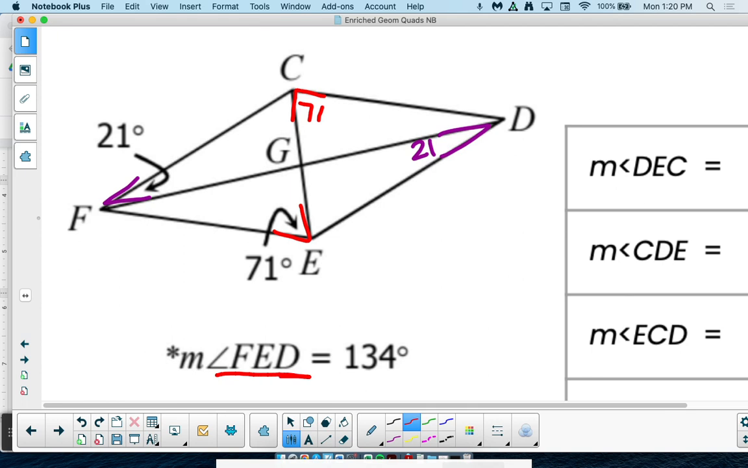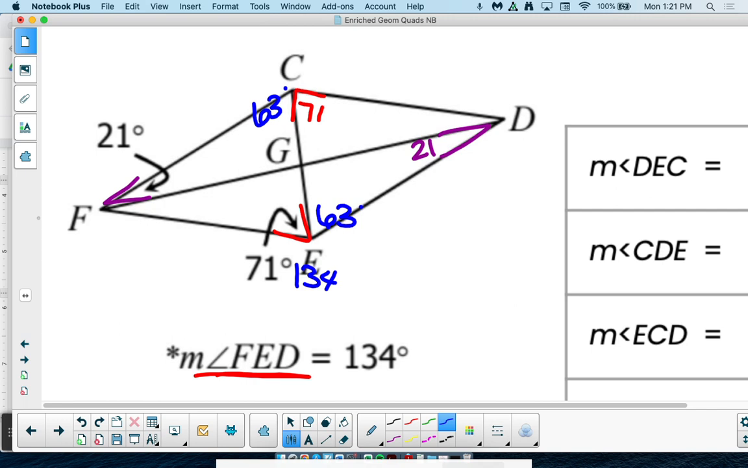But then we notice angle FED, this bottom big angle, is 134. So if I know this big angle is 134, how can I find the missing part? 134 minus 71. Can you tell me what we get? 63. 63, right? So if this half is 63, we know up here is 63.